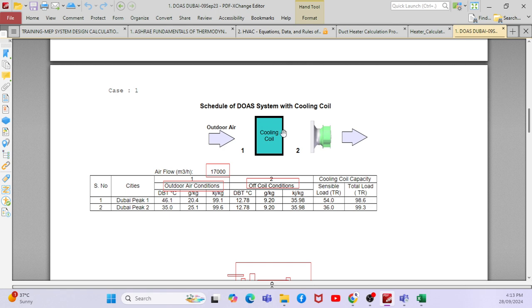Normally, when the air passes through the coil, you will be cooling it to a low temperature, which is say 10 degree or 11 degree or 12 degree, something like that. But I don't want to supply the same temperature into the space.